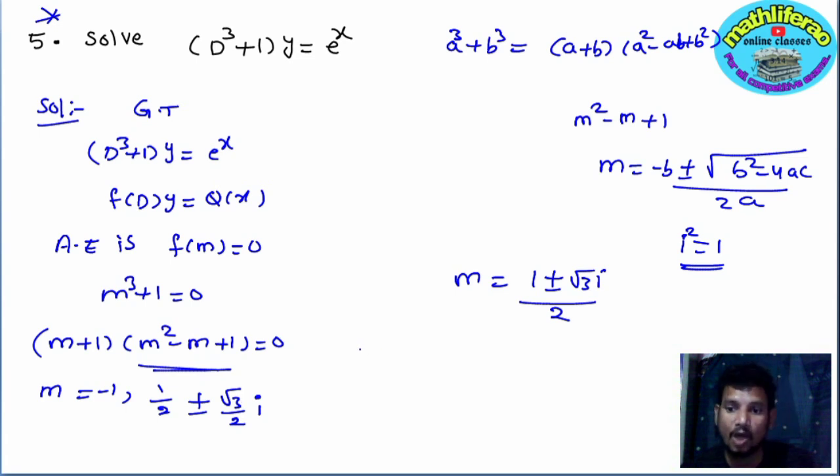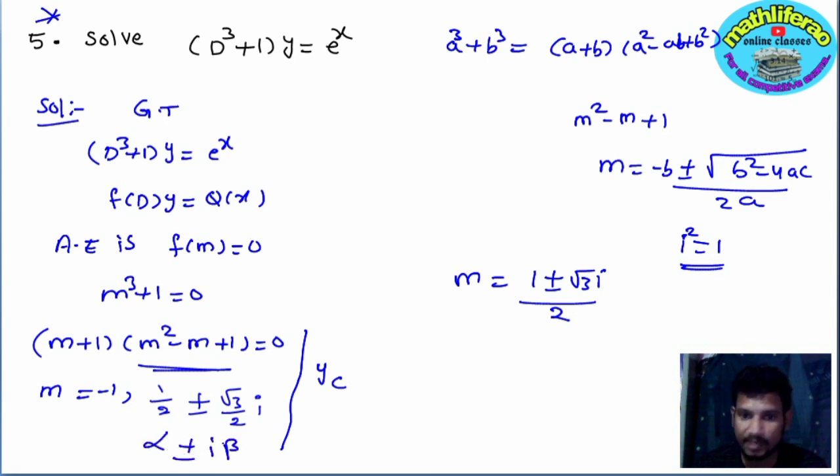These are the complex roots. One is the real root, and the other two are complex roots: 1 by 2 plus or minus root 3 by 2 i. Now for the complementary function, here one is the real root and two are complex roots. The complex roots are in the form alpha plus or minus i beta.